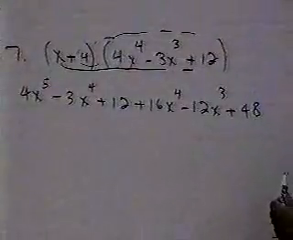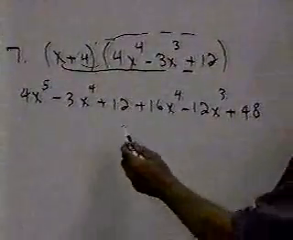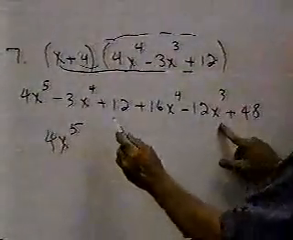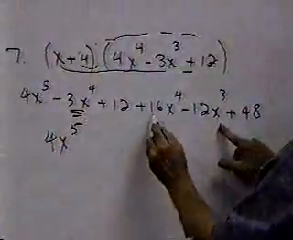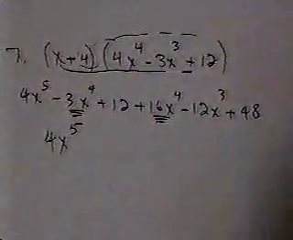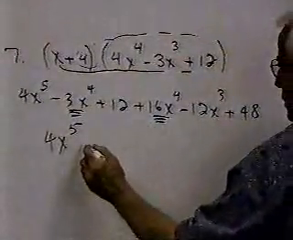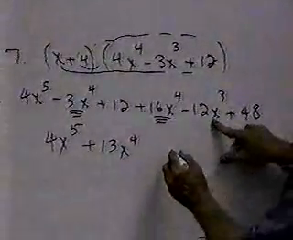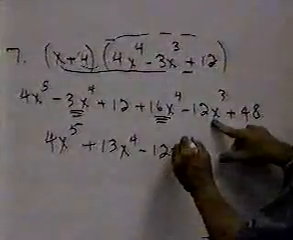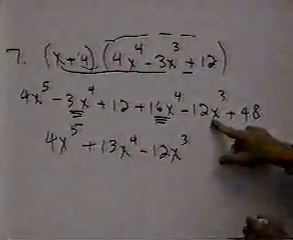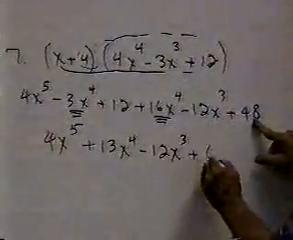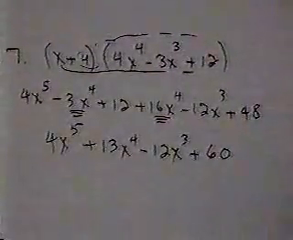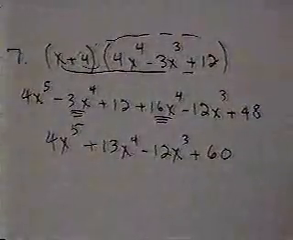And now we're back to adding apples to apples, oranges to oranges. All right? Well, we don't have any more x to the 5ths, but we do have x to the 4ths, so that's minus 3 plus 16 of those, so that's plus 13 of those. And then we have just the x cubed, and then we have numbers, which would end up being 60. And that's the distributive property concept.